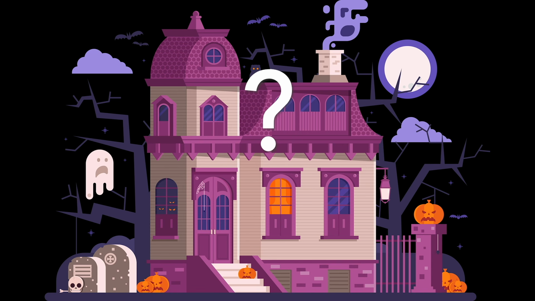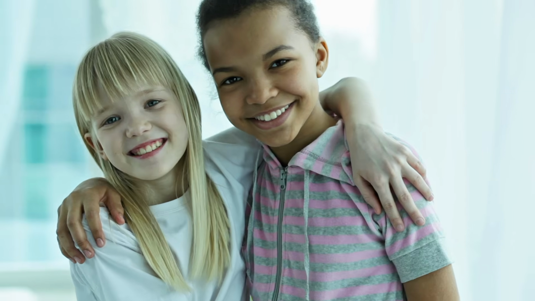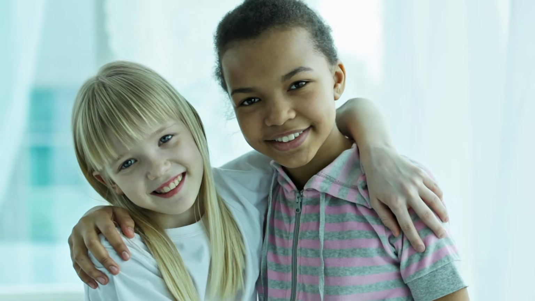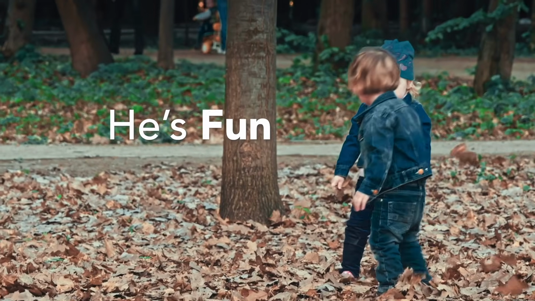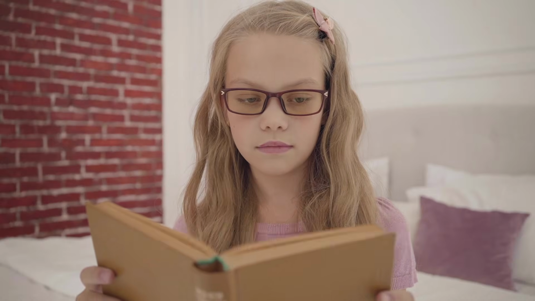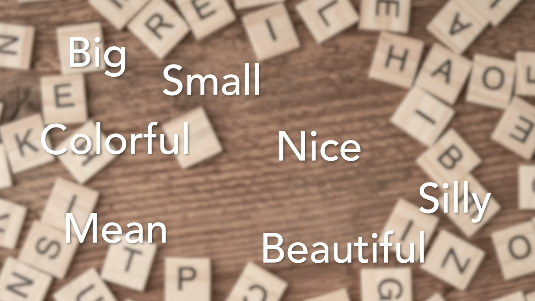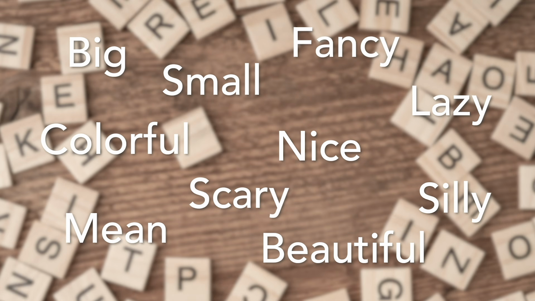So why do we use adjectives? Well, without them, we wouldn't be able to describe what things are like. If someone asked you what your best friend is like, you'd need an adjective to describe him or her. As in, he's fun, or she's athletic. He's cool, or she's intelligent. Adjectives are our way of telling other people what the things around us are like, what their characteristics are, and how we think of them.